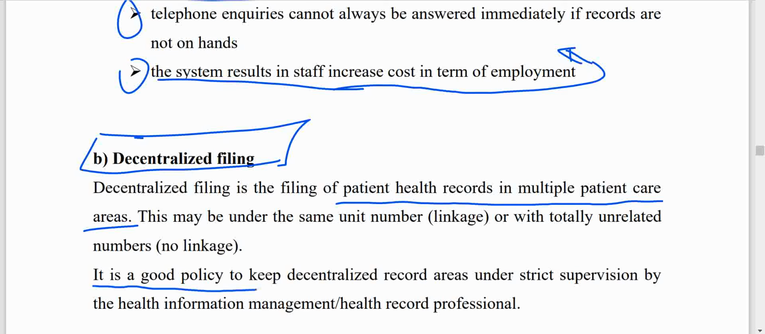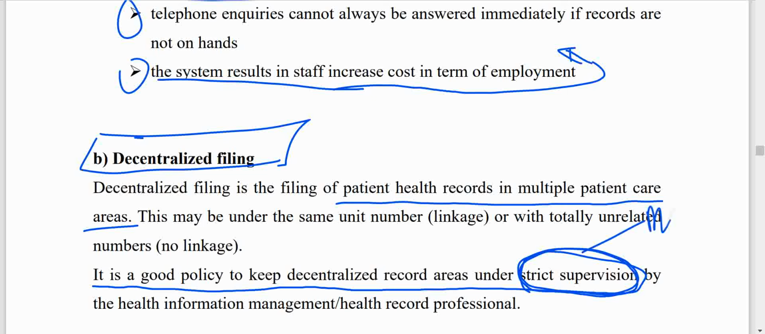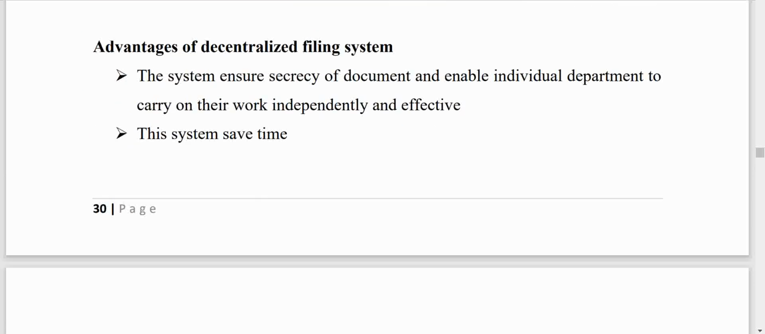Also, if you're using this system, it is important that you ensure strict supervision, because when records are scattered in various departments, there are many things that can happen, like we have looked at above in the disadvantages. Records may be put in different locations because they may be using different methods of filing, and most of the people there may not be well trained. So you expect a lot of problems if the record is needed for any purpose.